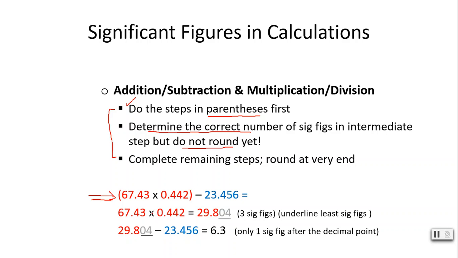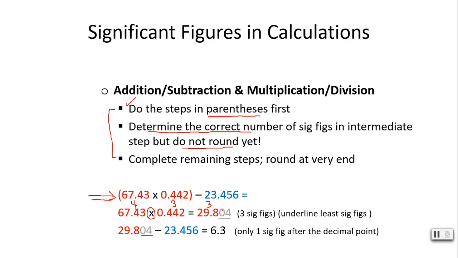mathematical operation. When I multiply these two numbers, 67.43 and 0.442, this first number has a total of 4 significant figures. This number has a total of 3 significant figures. So according to the rules for multiplication, because that's what we're doing here, my final answer should only have a total of 3 sig figs. So that 2, 9, and 8, those are the only significant figures for that answer. And I need to remember that, the fact that this has 3 significant figures and what those digits are.